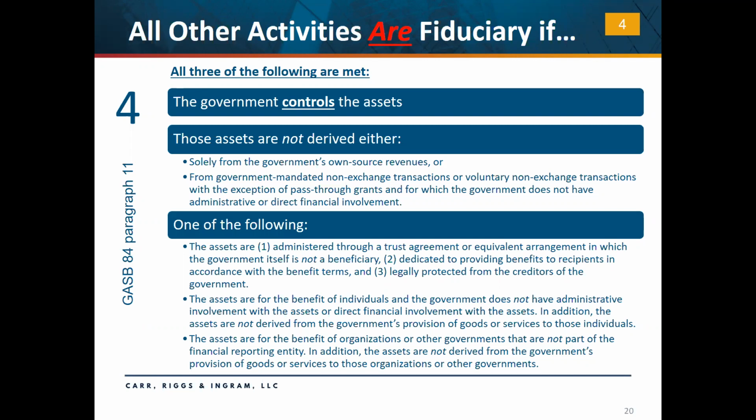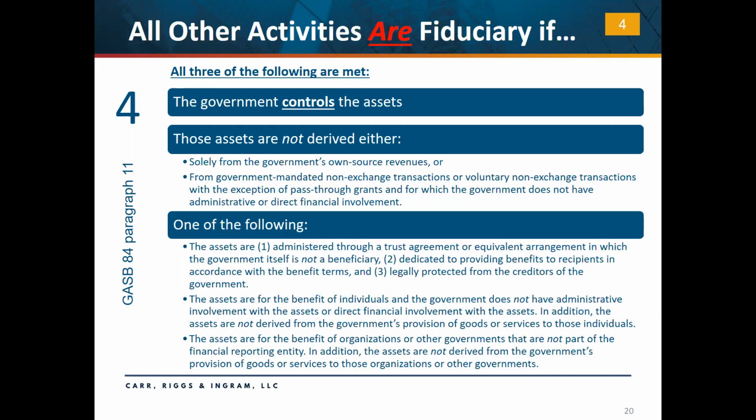So that's where it's administered through a trust or a trust-like agreement where it's not the beneficiary, or it can meet where the assets are held for the benefits of individuals, where you don't have administrative involvement. And then the last, it could be for the benefits of organizations that are not part of the financial reporting entity. So we'll look at what those definitions are in the next couple of slides.